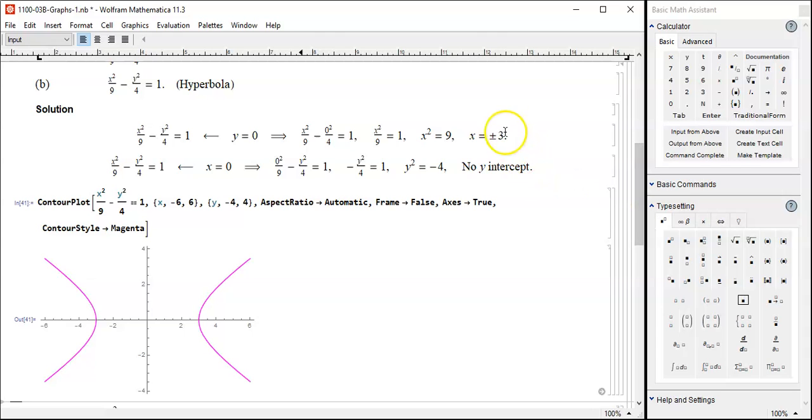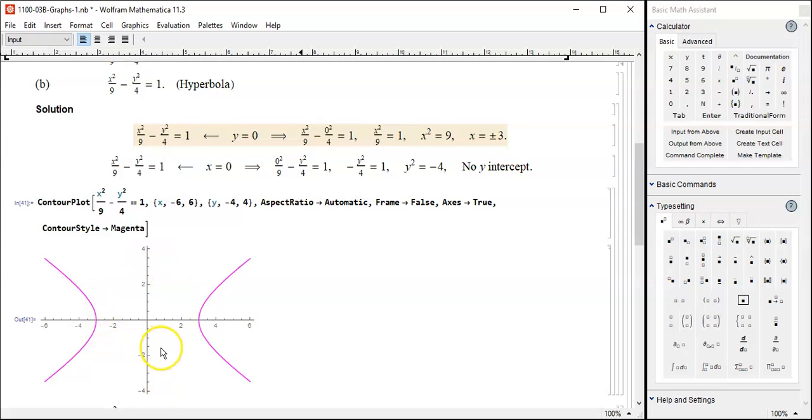Plug in y equal to 0 for x-intercepts. So y equal to 0 there, so that's 0, so that part drops out. What do you get? X squared over 9 is equal to 1, x squared is 9, so x is plus or minus 3. Go back to the picture. Positive 3 is right here. Negative 3 is right there. They fit.